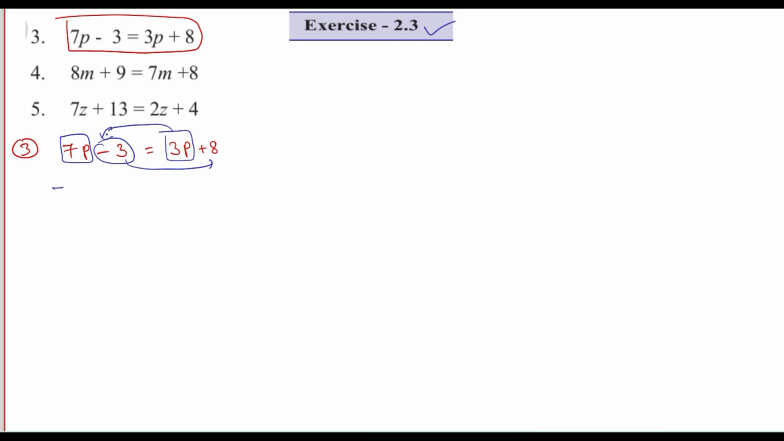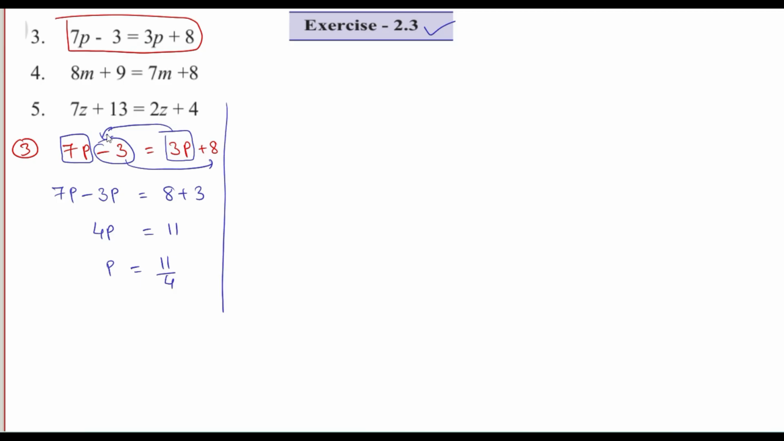On doing so, you get 7p minus 3p is equal to 8 plus 3. From this, 7p minus 3p is 4p, and 8 plus 3 is 11. So 4p equals 11, and from this the value of p is 11 by 4. Now let us see the fourth problem.